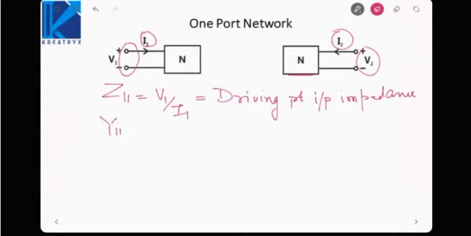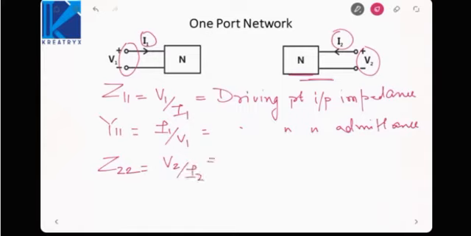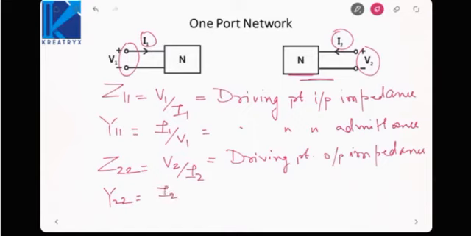Similarly, the reciprocal of this will be admittance. So it will be driving point input admittance. If we take the case of the other network here, Z22 will be V2 by I2, that is driving point output impedance. What about Y22? That is I2 upon V2. It is driving point output admittance.